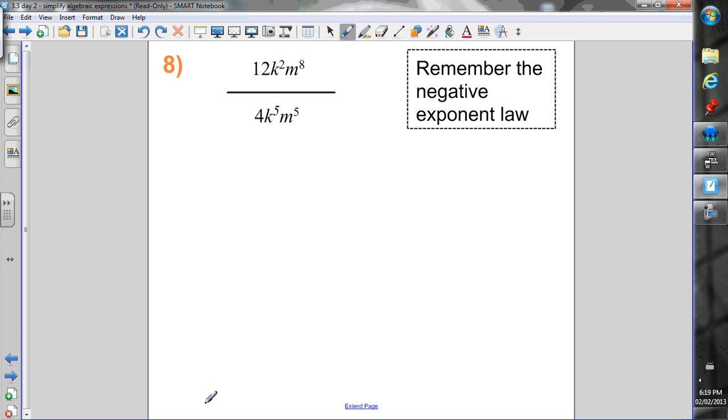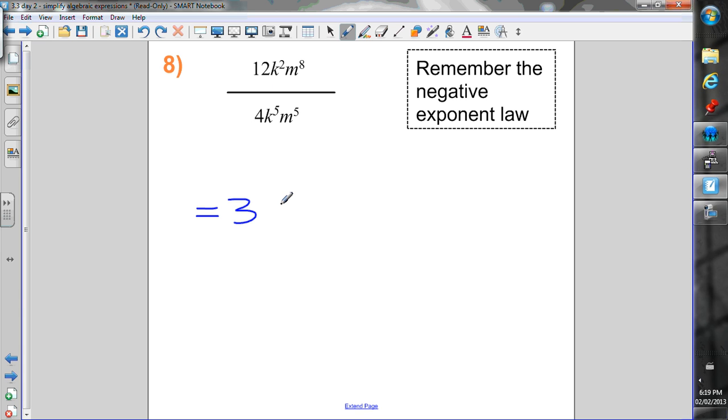Next question. Okay. So I put a little note here, remember the negative exponent law. First thing I always like to do is simplify these coefficients if I can. So I have a 12 k squared m to the 8 divided by 4 k to the 5 m to the 5. I can simplify 12 divided by 4. 4 goes into 12 3 times exactly. So that works out nicely.